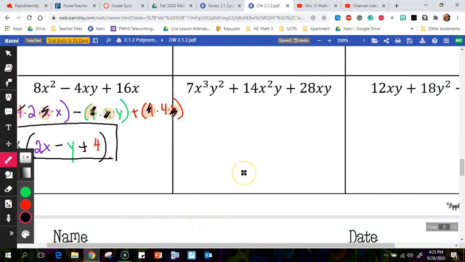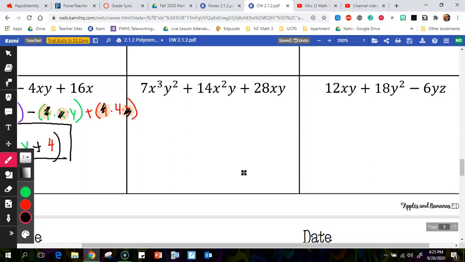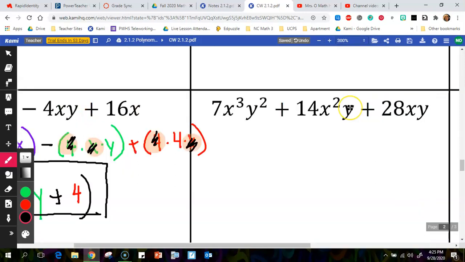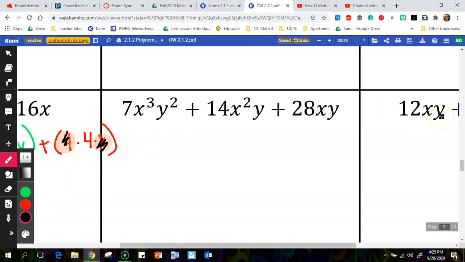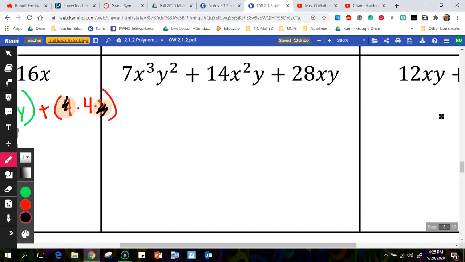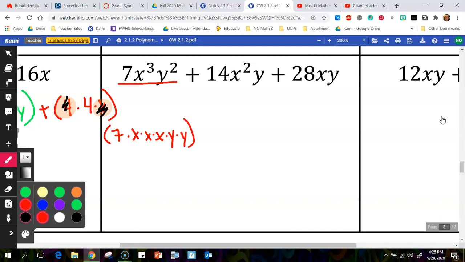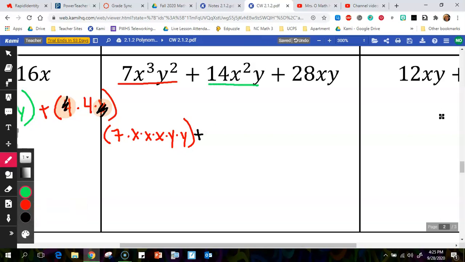Okay, we're definitely going to do this one right here. Let me make this a little bit bigger. I don't know if 300, yeah, that might work. Let's see. Yeah, there we go. Okay, so let's think about 7, 14, and 28. I know that 7 will divide into all of those. So if I rewrite this first expression as 7 times, and then I've got 3 x's, and then I've got 2 y's. So I'm just going to break all that down like that. Then the 14, I'm going to break that one down as 7 times 2 times x times x times y.